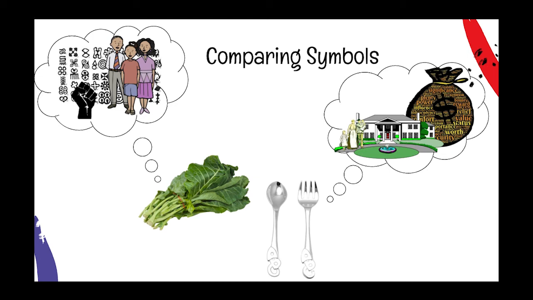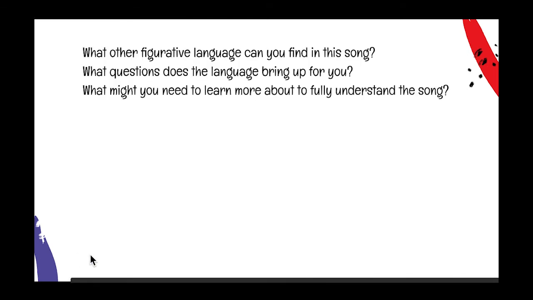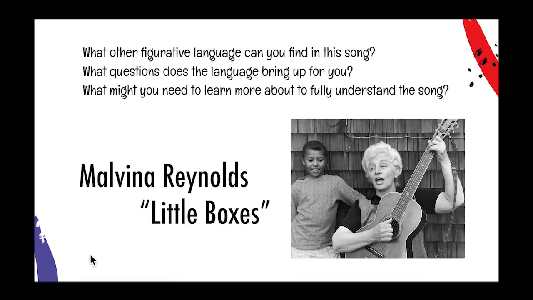defensive in spaces. It may even inform the last line, an allusion, because it refers to a song called Little Boxes by Malvina Reynolds about planned communities and access to wealth. Feel free to pause this video and look up Malvina Reynolds if you would like to know more about that allusion.